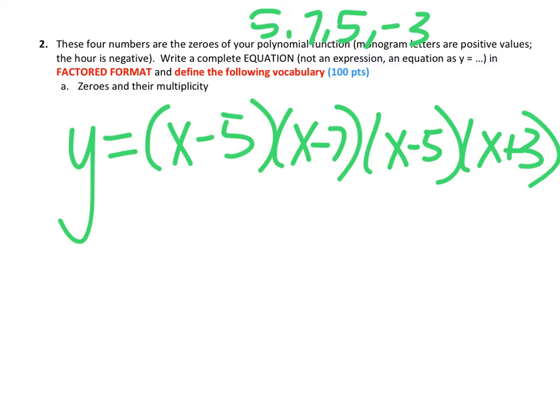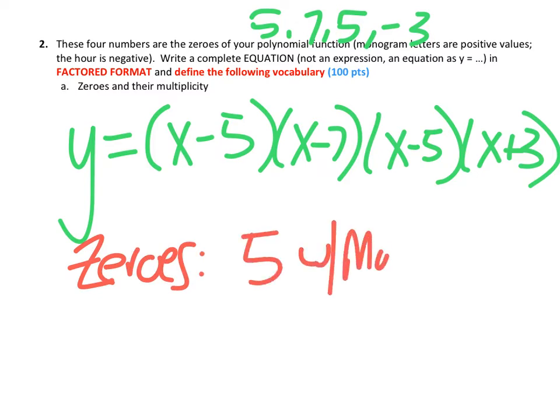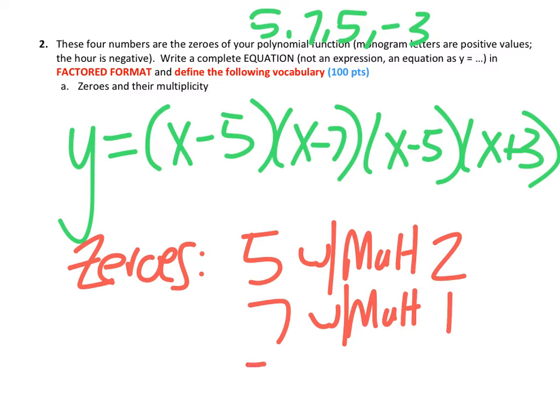The other thing to get my 100 points for this component is to talk about the zeros and their multiplicity. So I do need to list that. My zeros and their multiplicity: I have a zero of 5 with multiplicity of 2. I have a zero of 7 with multiplicity of 1. And I have a zero of -3 with a multiplicity of 1. That would cover getting my points for the second element here.